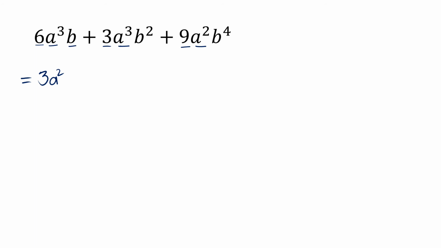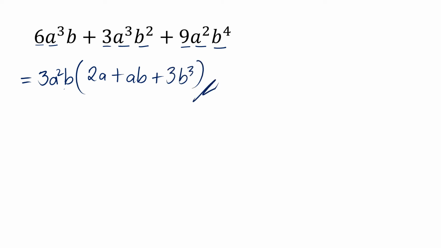And for b squared and b raised to 4, b ang may lowest exponent. So, we add b here. May GCF na tayong 3a squared b. Let's get the other factor. 6a cubed b divided by 3a squared b is 2a, plus 3a cubed b squared divided by 3a squared b is ab, plus 9a squared b raised to 4 divided by 3a squared b is 3b cubed. That is now your final answer.